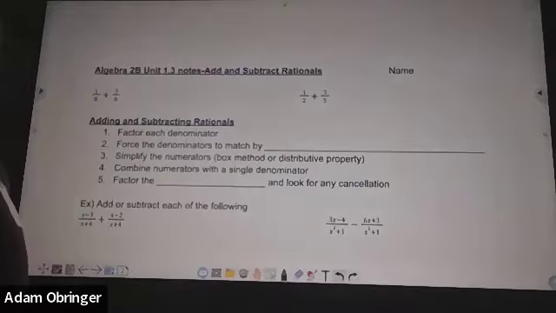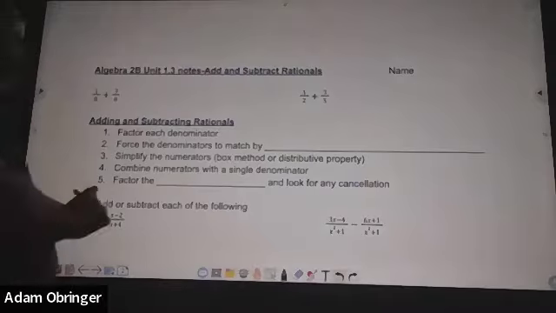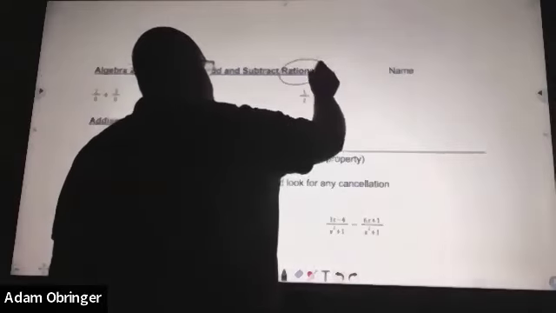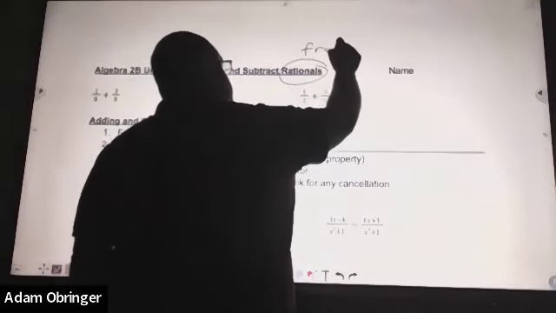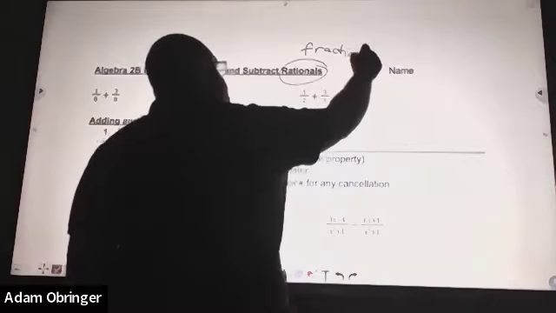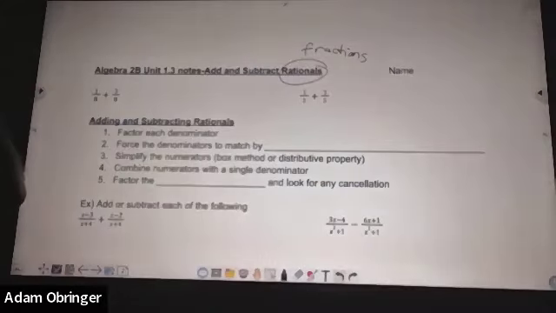We are going to go over our 1.3 notes, which is where we are going to be adding and subtracting rationals. Do keep in mind that when we are talking about rationals, we're really just meaning fractions. So it's just a fancy way of saying fractions.